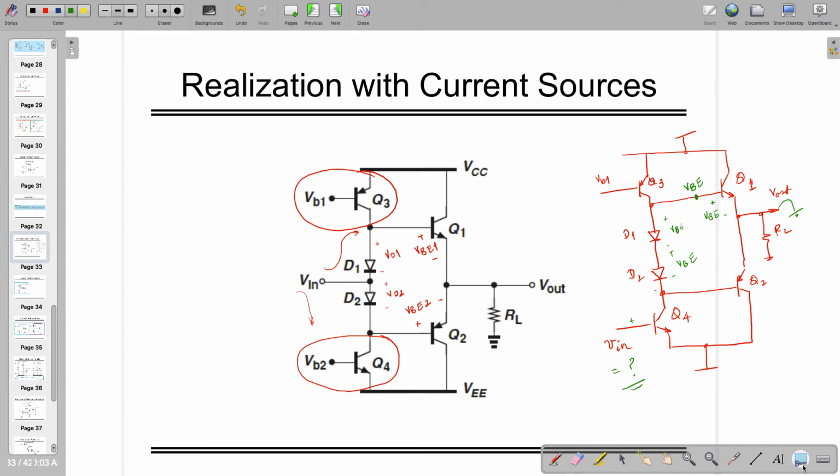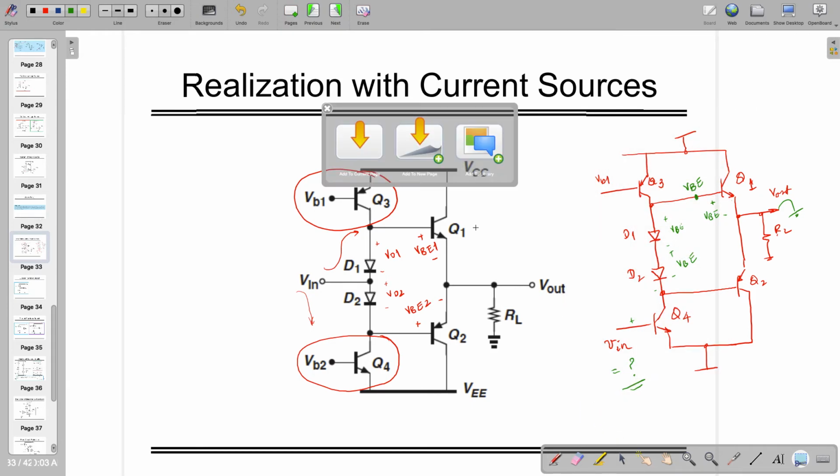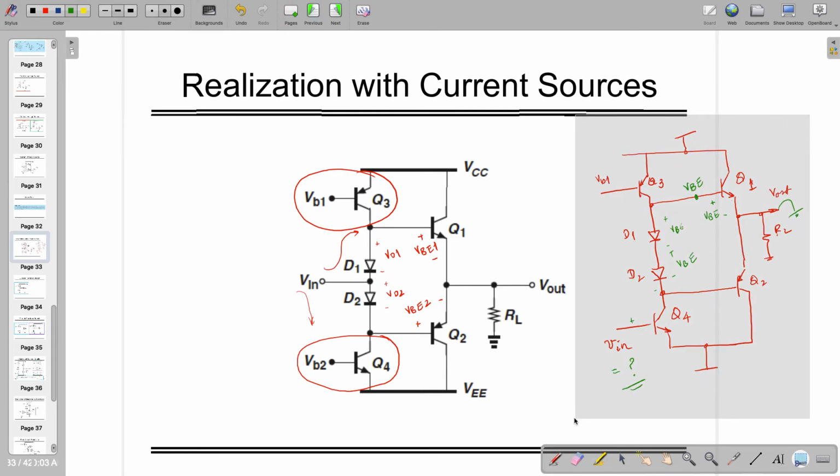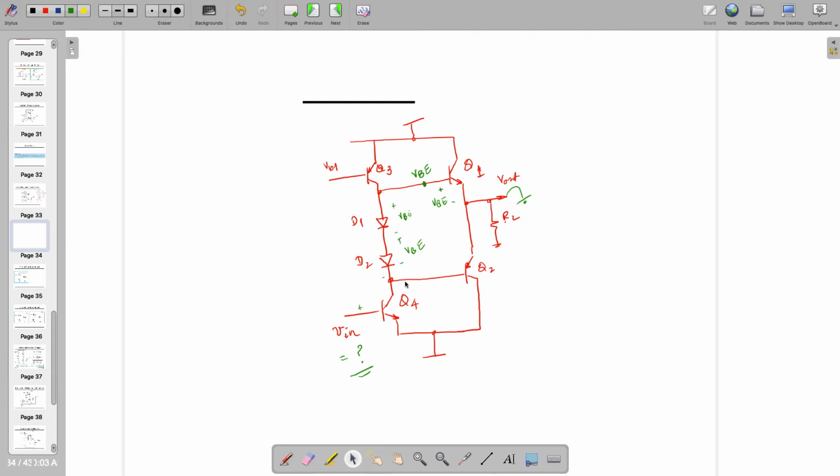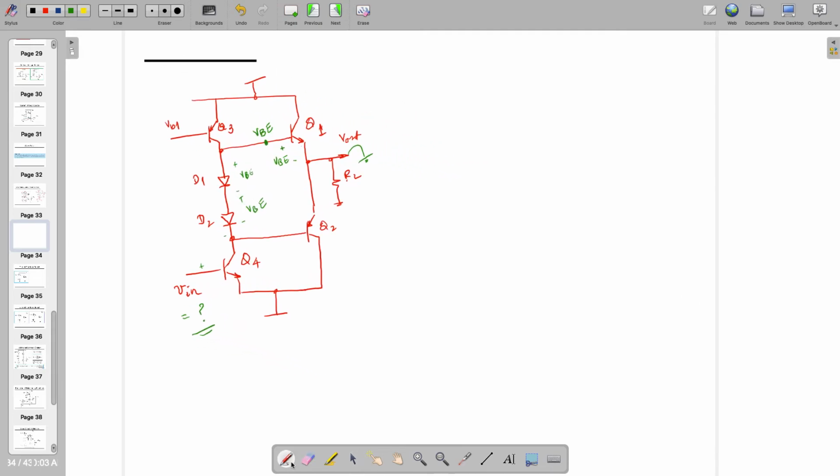Or I can do one thing. If this is the case, I'm saying for Vout to be 0, the input of Q1 has to be VBE. And for having VBE at input, and each of these diodes are VBE, we can say that to have VBE, this has to be 0 volt. If this is 0 volt, then the addition of these two is going to give me VBE, right? And we can neglect the other part, and we can redraw the circuit as follows.